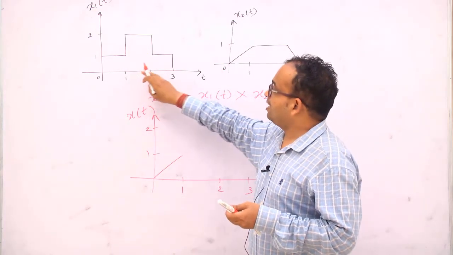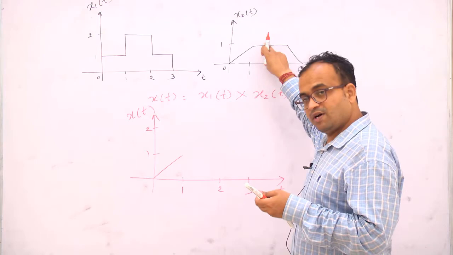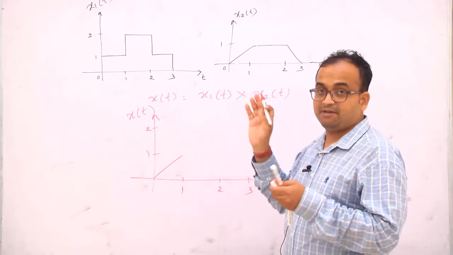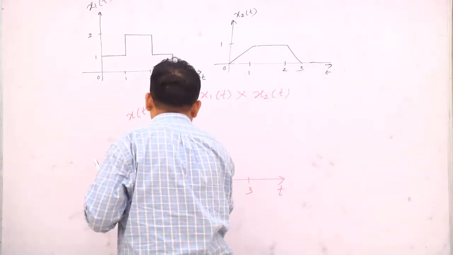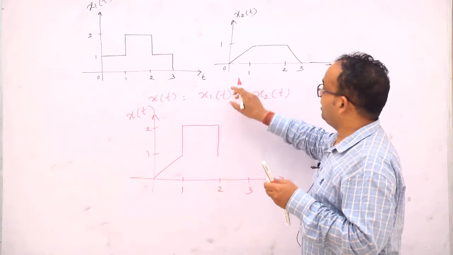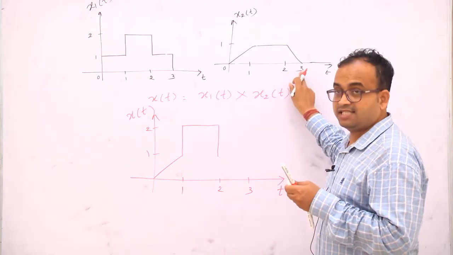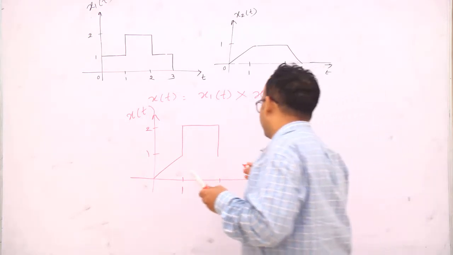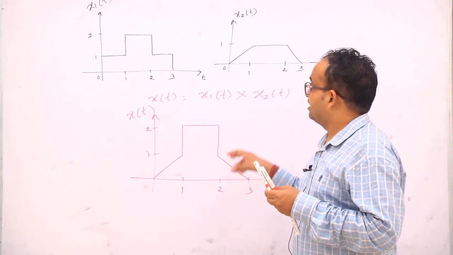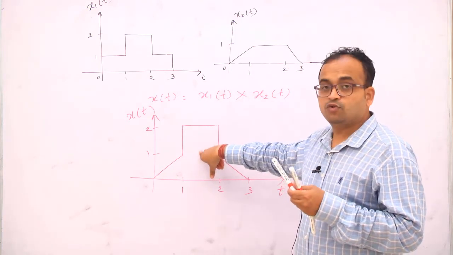Next, from 1 to 2 the amplitude is 2, and from 1 to 2 the amplitude of the other signal is 1. So 2 into 1 will be 2 from the time interval 1 to 2. So what can you write? This is 2. Similarly, from 2 to 3 the amplitude is 1, and this is a ramp signal with negative slope. So we can draw the signal like this. Very simple, we can find that the multiplication of x1 and x2 will be a signal which looks like that.